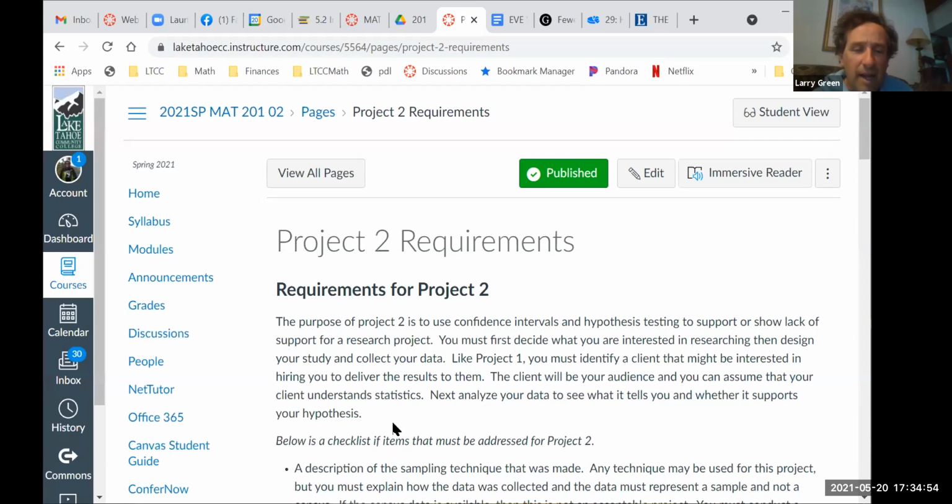Right? How could you collect data without asking people? Any thoughts? Kind of a quiet group. I don't see any of you jumping in. Should I give you some examples?